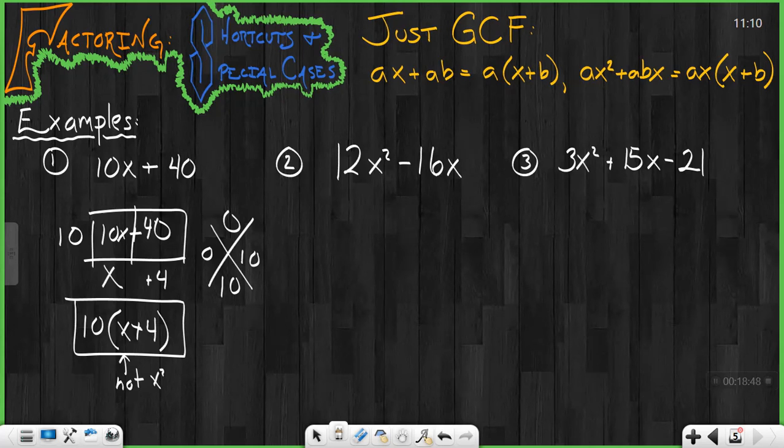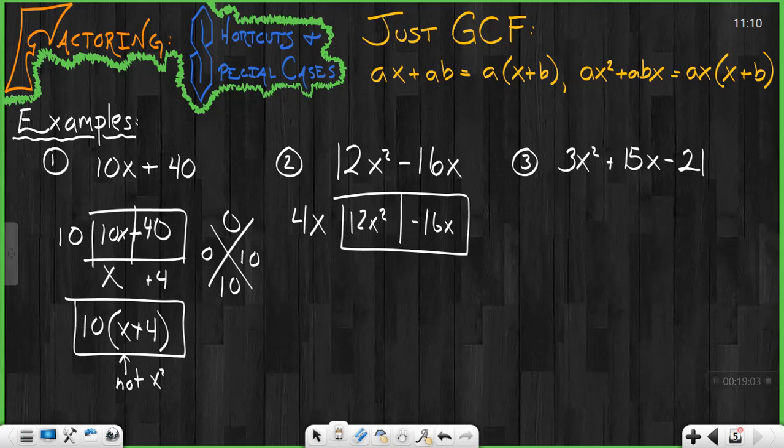So what if you do have an x squared, as we see in number 2 here? Well, in number 2, once again, I'm going to pull out a GCF, and if I look at this as just 12x squared and negative 16x, and I pull out that GCF, I see that 4x goes into both of those. 4 is the greatest number that goes into both. And what has to be left? Well, 3x times 4x gets me 12x squared, and negative 4 times 4x gets me negative 16. So I end up with 4x times 3x minus 4.